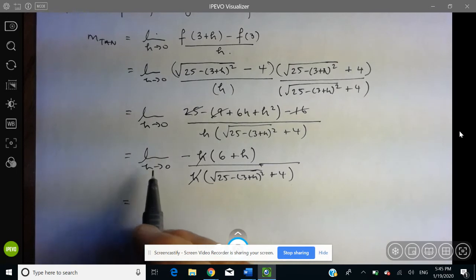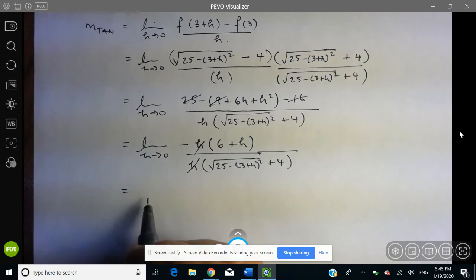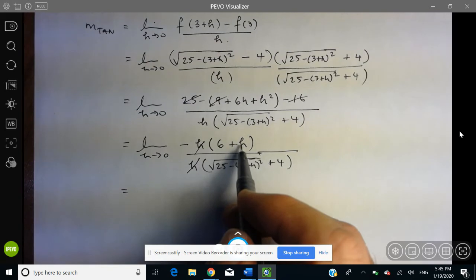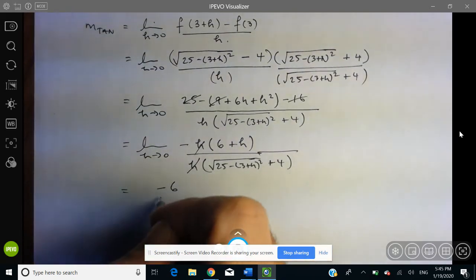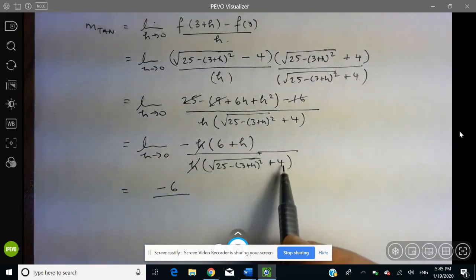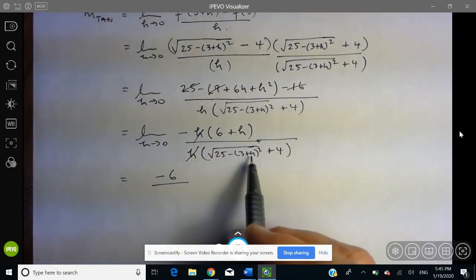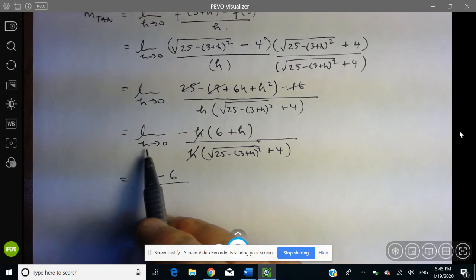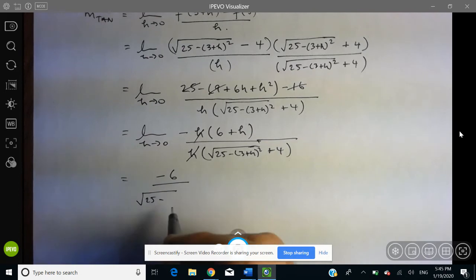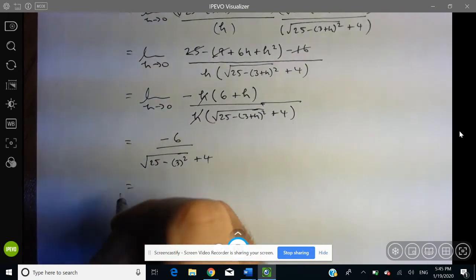This is where I'm not going to write my limit notation, because I'm now evaluating the limit. So here I've got this negative, and what does 6 plus h approach as h approaches 0? It just approaches 6. So in the numerator, I just have negative 6. In the denominator, all these constants still approach whatever they are because they don't depend on h, but this expression in the bracket, 3 plus h, approaches 3 as h approaches 0. So in the denominator, we have the square root of 25 minus 3 squared, and then plus 4.